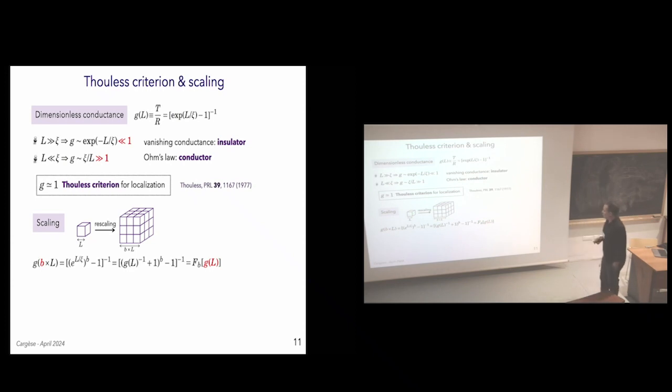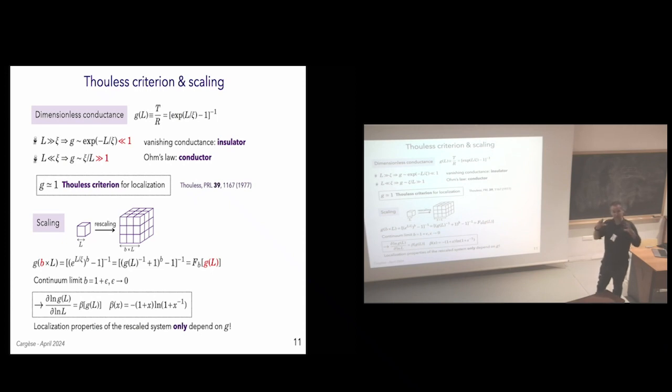Okay? And if you now take the limit of the continuum, so you take this B, which is 1 plus epsilon, with epsilon very small, so you do an infinitesimal rescaling, then this relation takes the form of a Gell-Mann Low equation in renormalization group theory. The Gell-Mann Low equation tells you that the log derivative of G with respect to the log of the system size is a certain function beta which only depends on G.